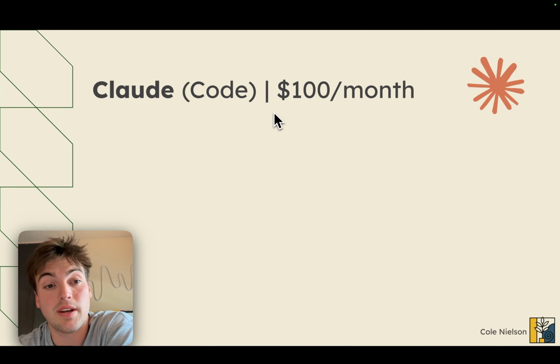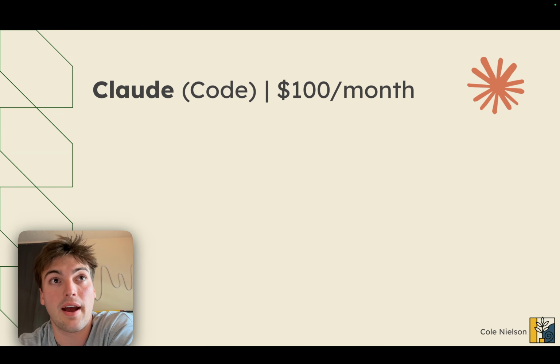Claude Code, I'm actually spending $100 a month. They have the $20 a month, $100 a month, $200 a month. The 20 was working, but I was just using it so much, and I wasn't really using Cursor for a lot of the big stuff, so switching to the $100 a month was kind of necessary.